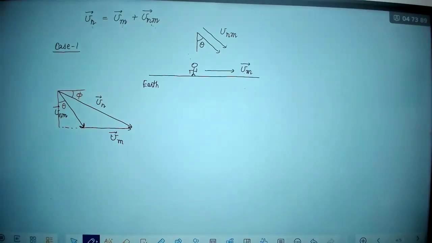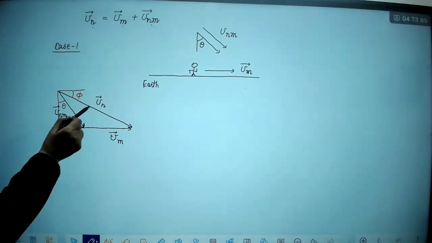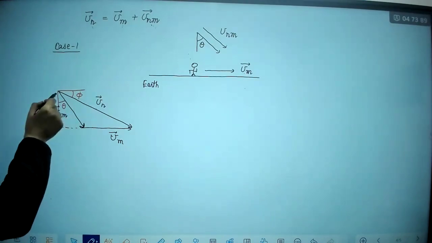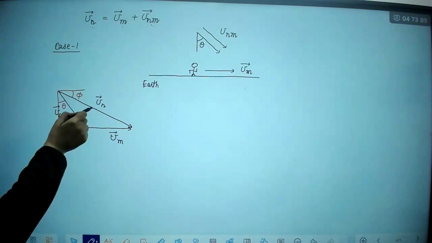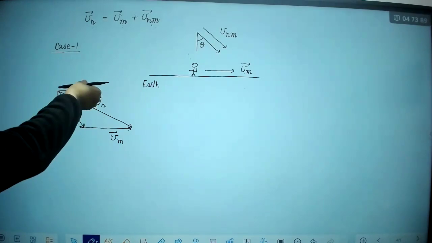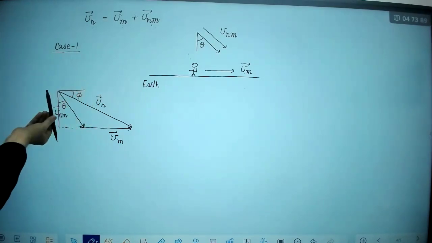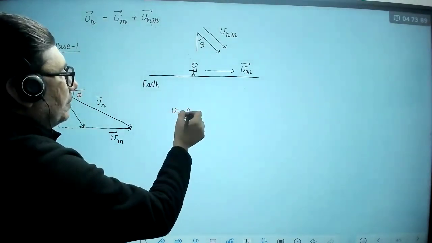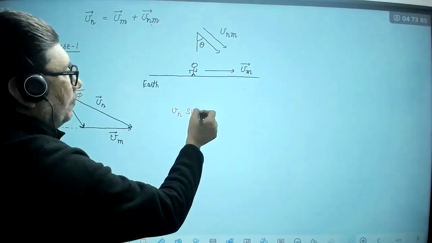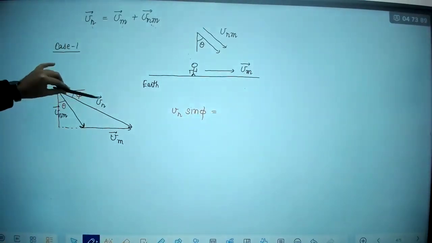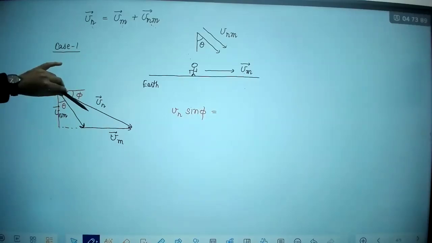How are you going to do this? First, resolve this VR in the perpendicular direction. So what will it be? If you resolve this VR here, this will be VR cos theta, and in the perpendicular direction, this will be VR sin theta. Sorry, VR sin phi. I'm resolving this. This VR is here, and the second component will be here. So this vertically downward component is VR sin phi.